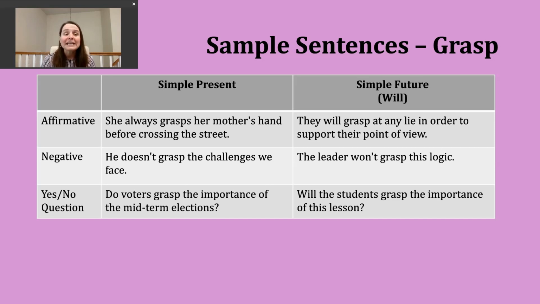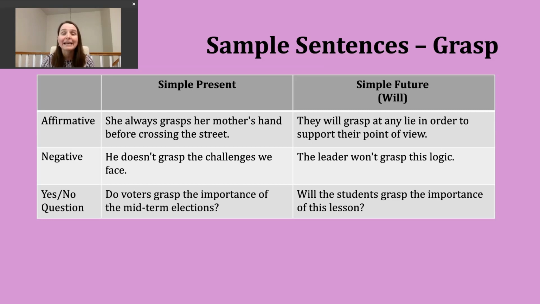Now let's look at making yes or no questions in the simple present. To do this, we're going to start with do or does, whichever form matches our subject. The subject comes next. Then we're going to use the base verb. So again, no S on the end of the verb in our yes or no question.